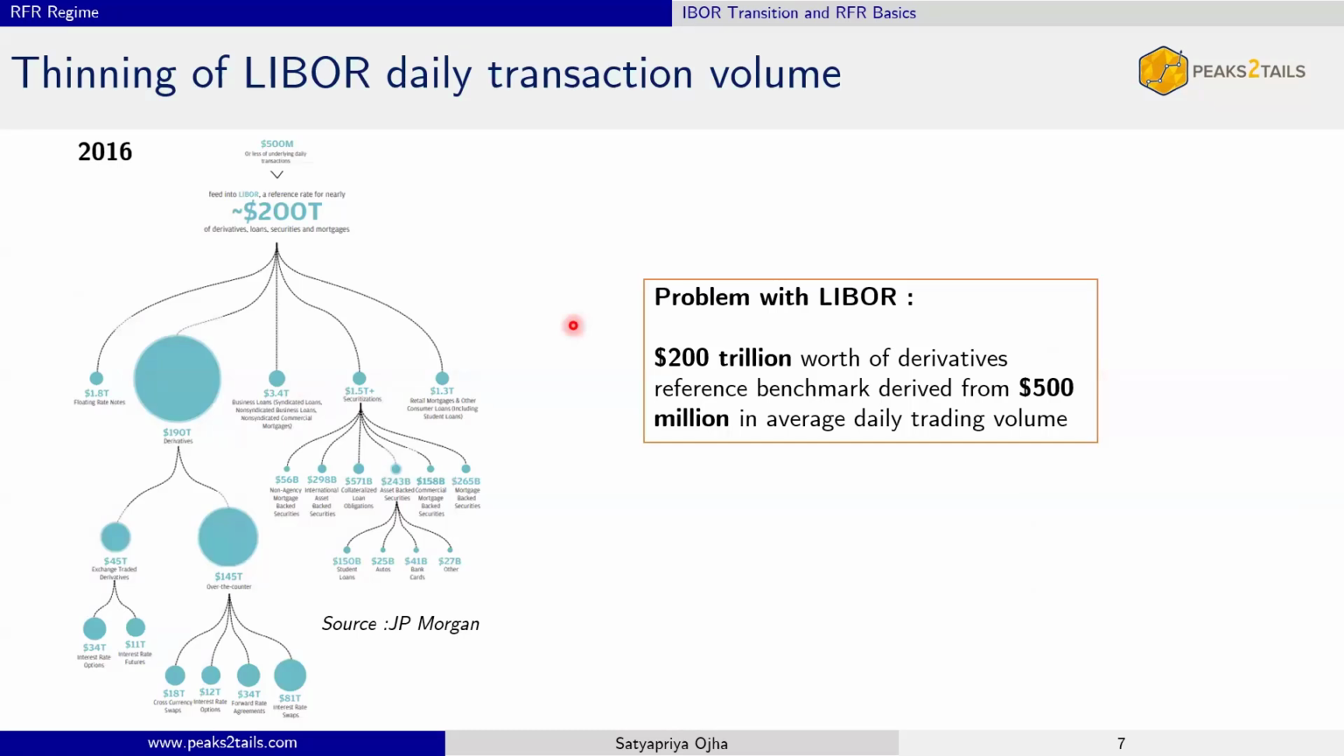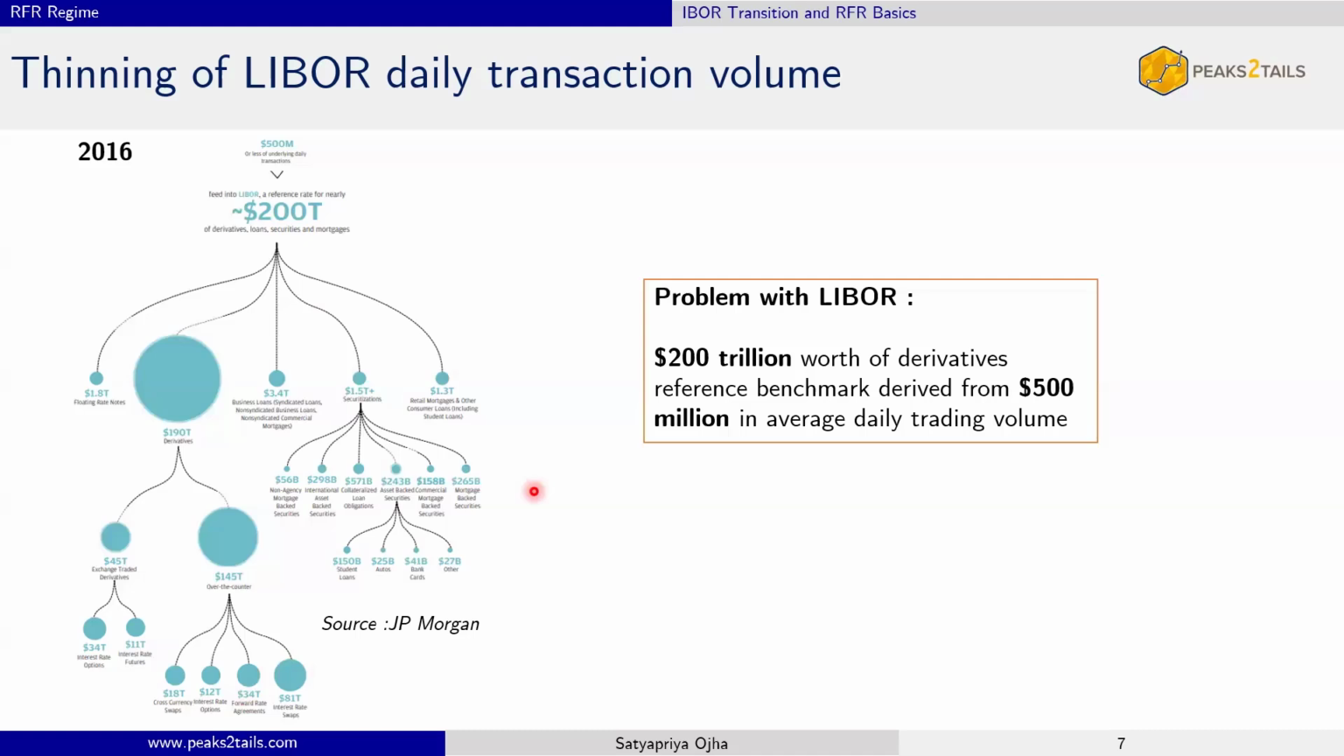If I want to summarize, right, the actual transactions that happened based on this LIBOR rate, that volume was actually thinning. Okay, so at one point you can see $200 trillion of notional referenced the LIBOR rate. So this is just a segmentation of different types of products, right? We have mortgage-backed securities, student loans, credit cards, consumer loans, and derivatives. Here are all the derivatives: cross-currency swaps, interest rate options, FRAs, IRS. This is a breakup of the total $200 trillion notional that we had at one point, in 2016.